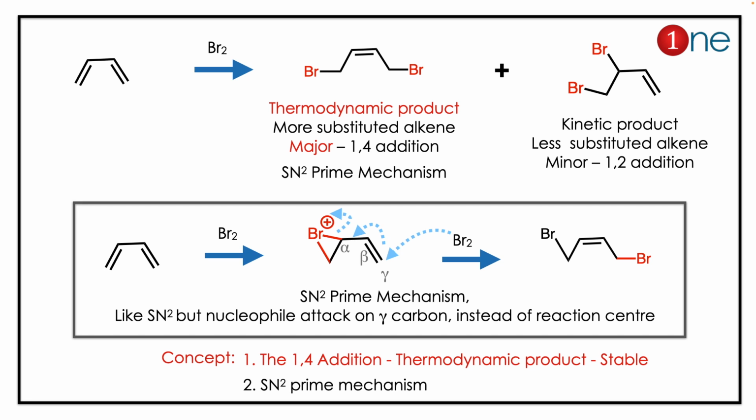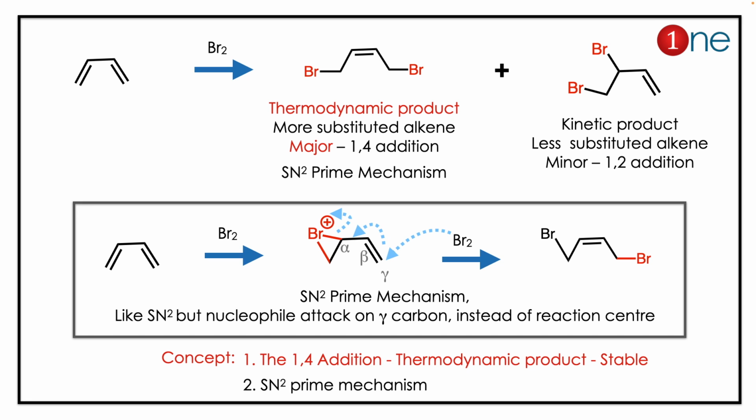The first step of the reaction is bromine addition. Bromine can add to the end or add to the 1,2 position. So 1,2 position is kinetic as well as sterically hindered, so it's a minor product there. Thermodynamic product is major, steric free, and it follows SN2 prime mechanism.